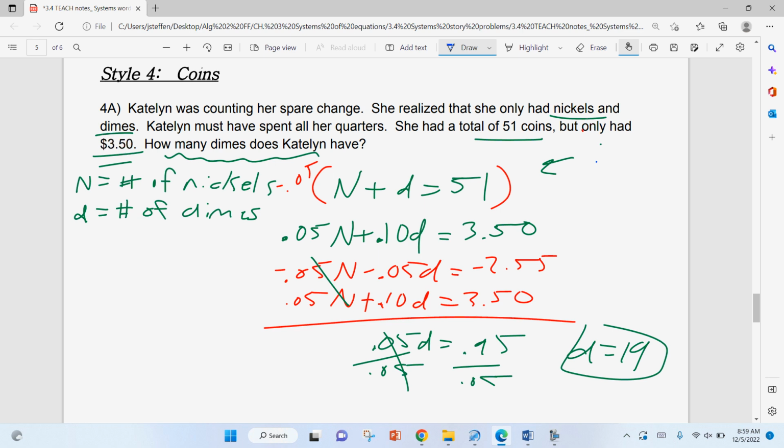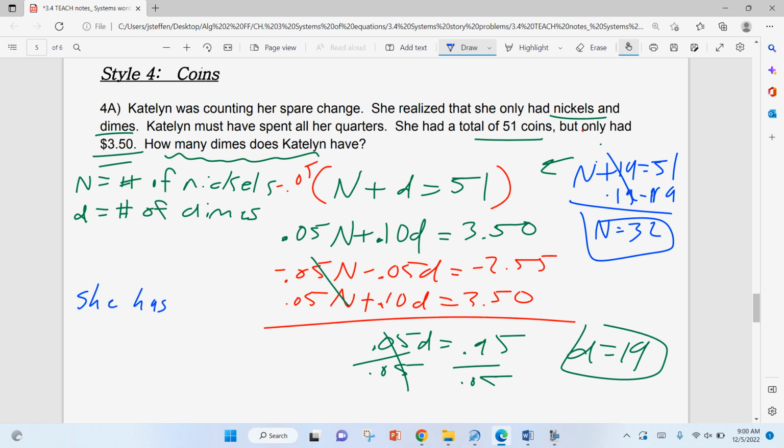Once you know for dimes you get 19, again you have 51 total. Well, if dimes are 19, then it's going to be n plus 19 is 51. If you subtract 19, you get 32 nickels. So she has, again, you could just say number of dimes. She has 19 dimes. We could have stopped there. Again, for me, it's almost easier to not worry about that. Solve both of them, and then you can see she has 19 dimes, 32 nickels.